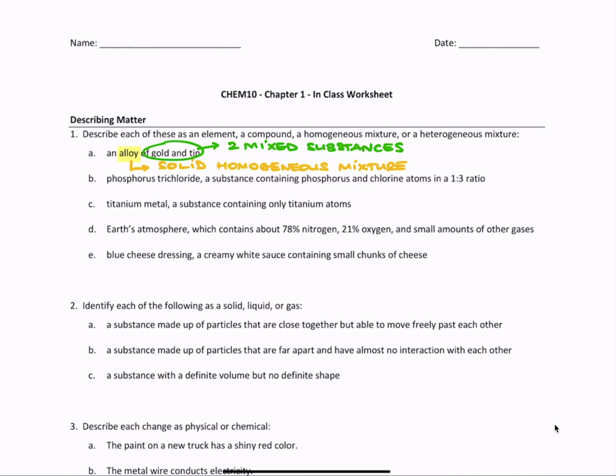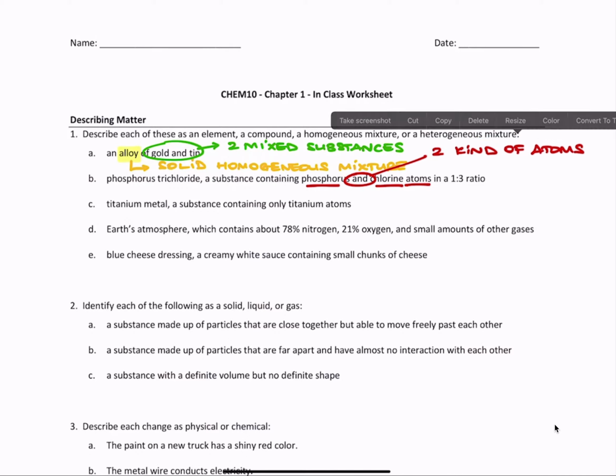B, phosphorus trichloride, a substance containing phosphorus and chlorine atoms in a 1:3 ratio. So what kind of information do we have here? We see that we have "and." And means that we have two kinds of atoms. We have the phosphorus and the chlorine atom. So here we have two different kinds of atoms.